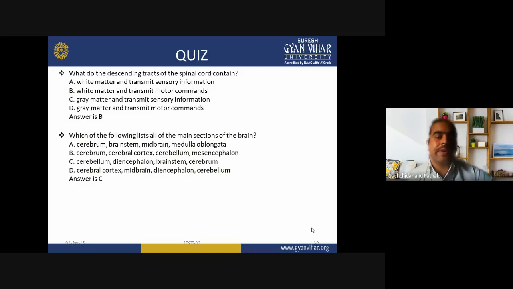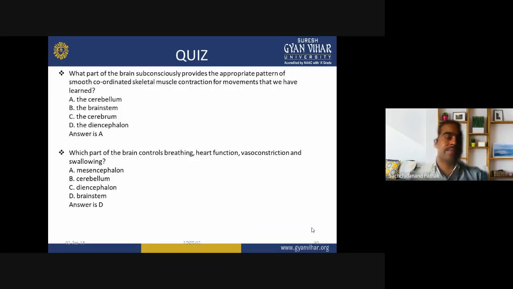Which of the following lists all of the main sections of the brain? Cerebrum, brainstem, midbrain, medulla oblongata. Cerebrum, cerebral cortex, cerebellum, mesencephalon. Cerebellum, diencephalon, brainstem, or cerebrum? Yes, C is the correct answer. What part of the brain subconsciously provides the appropriate pattern of smooth, coordinated skeletal muscle contraction for the movements that we have learned? Definitely that will be the cerebellum.